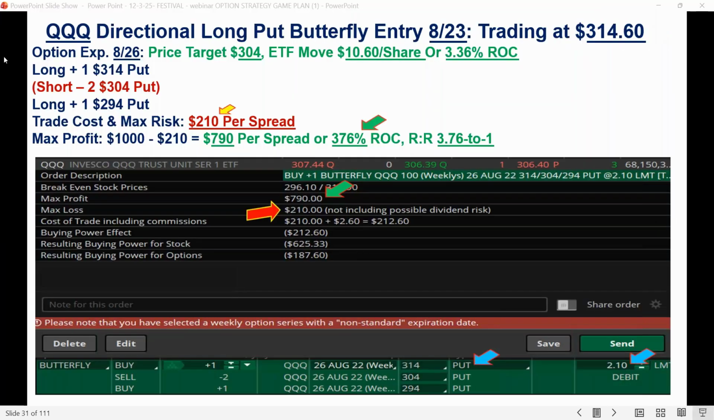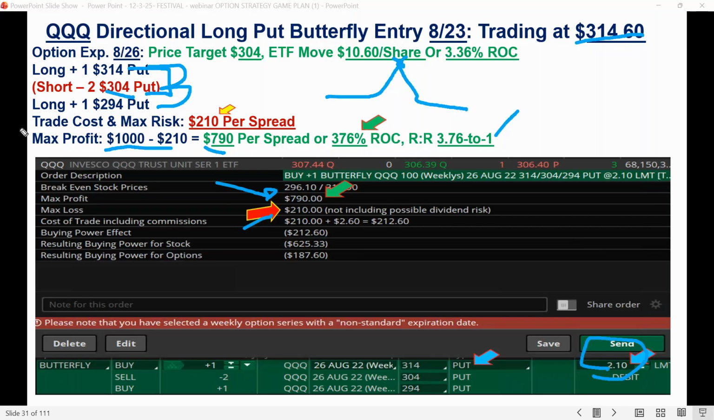And so you can see here the structure. It was trading at 314.60, and we're targeting that 304. So we bought the 314 put, sold the 304, sold the 304 again, bought the 294. So this is a $10 wide spread, so $1,000 wide. The cost of this trade was $2.10 or $210. So the potential profit, if it goes out at the top of the tent, would be $790, on that risk of 210. That would be a 376% return, risk $1 to make $3.76.